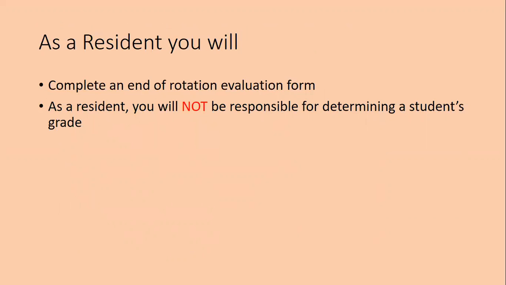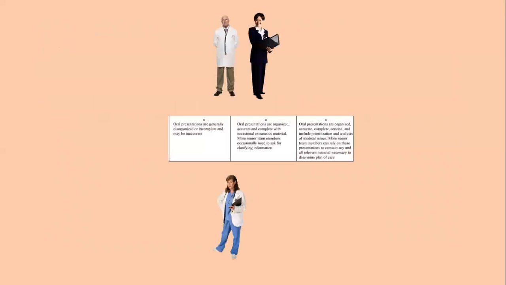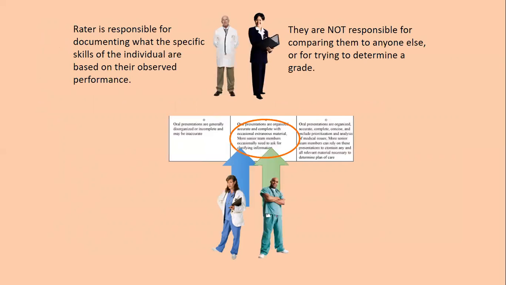As a resident, you may complete an end-of-rotation evaluation form. However, you will not be responsible for determining a student's grade. Let's walk through a scenario. As a grader, you're responsible for documenting what the specific skills of the individual are based on the observed performance. You are not responsible for comparing them to anyone else or determining a grade.